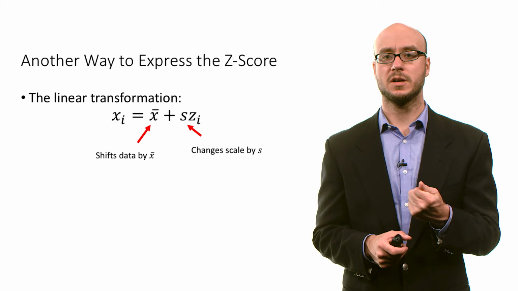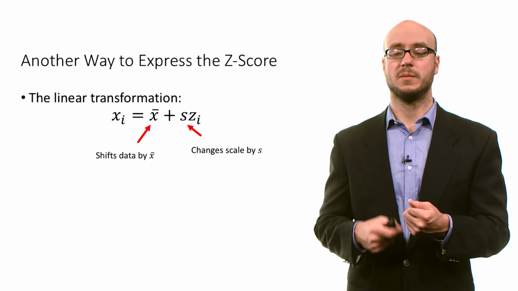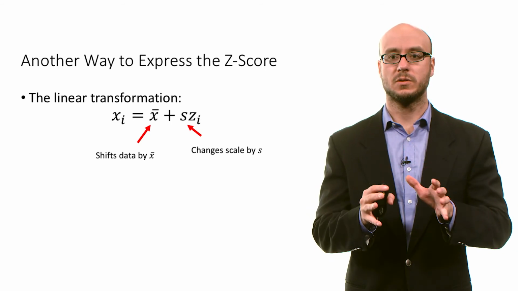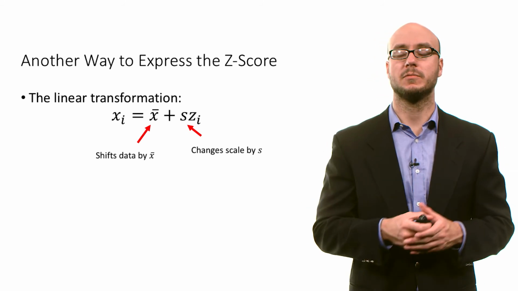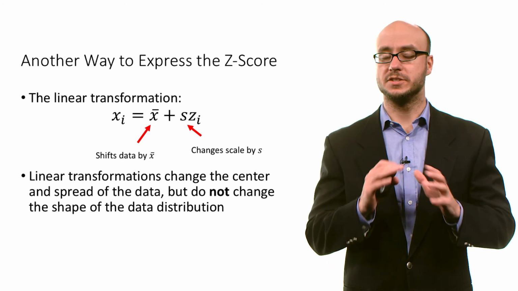So we take our z-score, we change the scale, we change the spread of the data by multiplying by the standard deviation of x, and then we add that mean back in. The z-scores have a mean of 0. You add that mean back in, we recenter back to the original data. All right. Again, this is just a linear transformation.